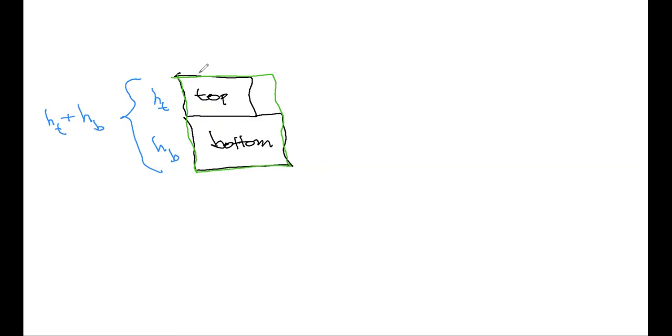Now, what about if this is width of top and this is width of bottom? What's the width of the overall thing in general? Like in this example, WB was bigger than WT, but we don't know that that will always be true. So what's the width of the resulting picture going to be in terms of the width of the two inputs? Anybody?